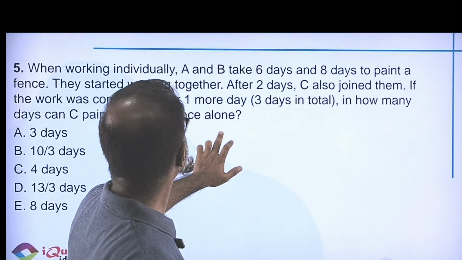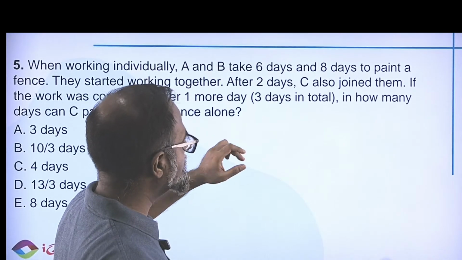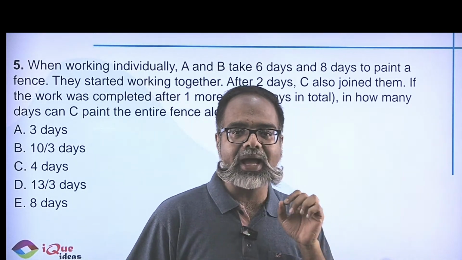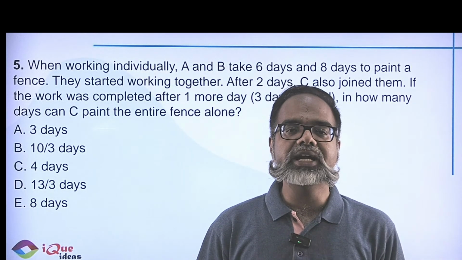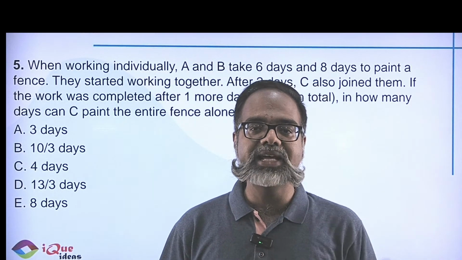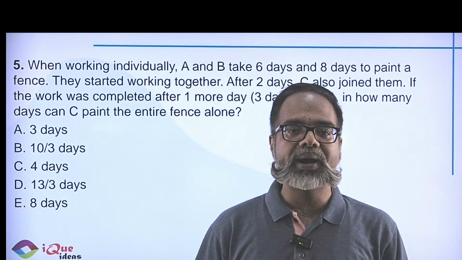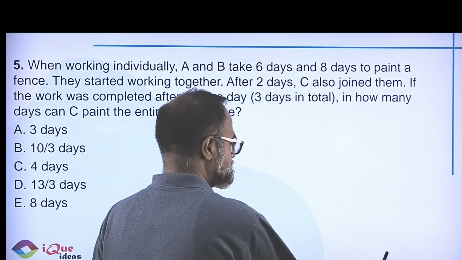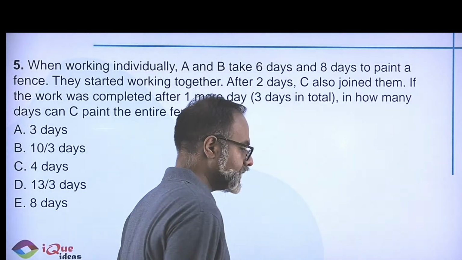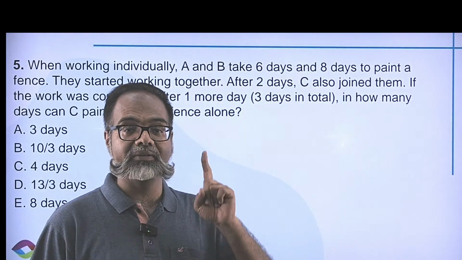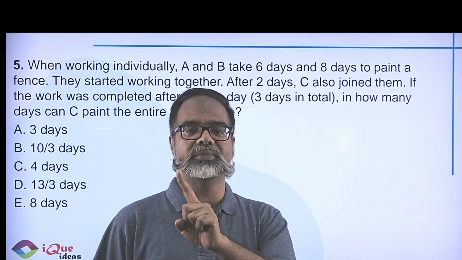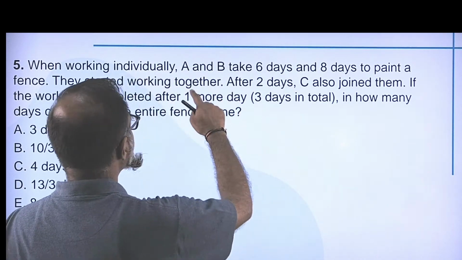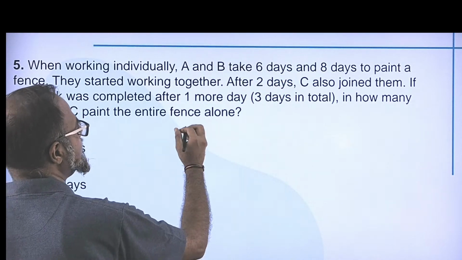Now, fifth. Now, this is one of those easy problems. Time and work, absolutely easy. But let's see whether it is. It says when working individually, A and B take 6 days and 8 days to paint a fence. Okay, now as per my habit, I won't read the entire problem. I will start creating my equations. I'll start writing down what information I have. So A takes 6 days, B takes 8 days.